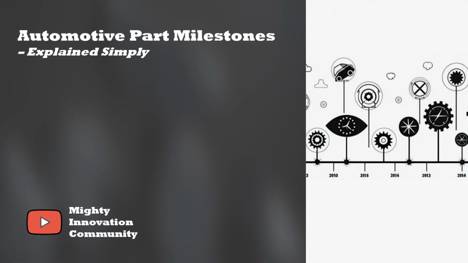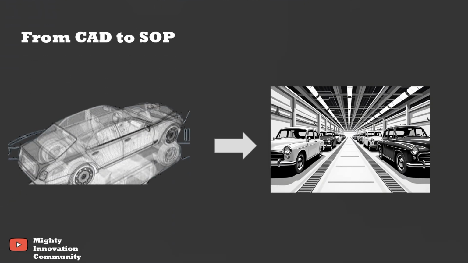If you have ever worked in automotive or even been interested in automotive development, you have probably heard terms like design freeze, FOT, CPOT, or SOP. Most people hear these words, nod their head, and just move on. But in this video, I will explain the important milestones for parts in very simple language, no textbook definitions, no unnecessary jargon. By the end of this video, you'll clearly understand how an automotive part moves from CAD to production.